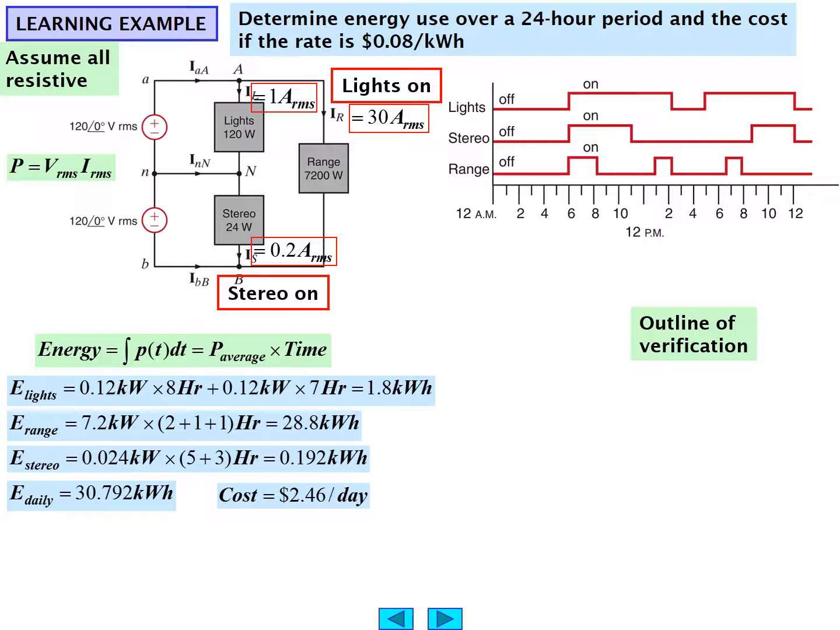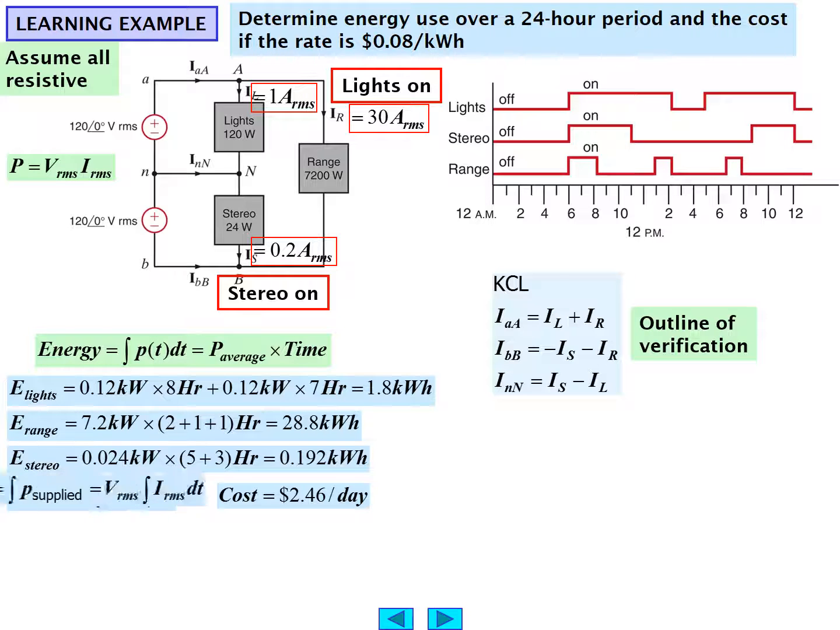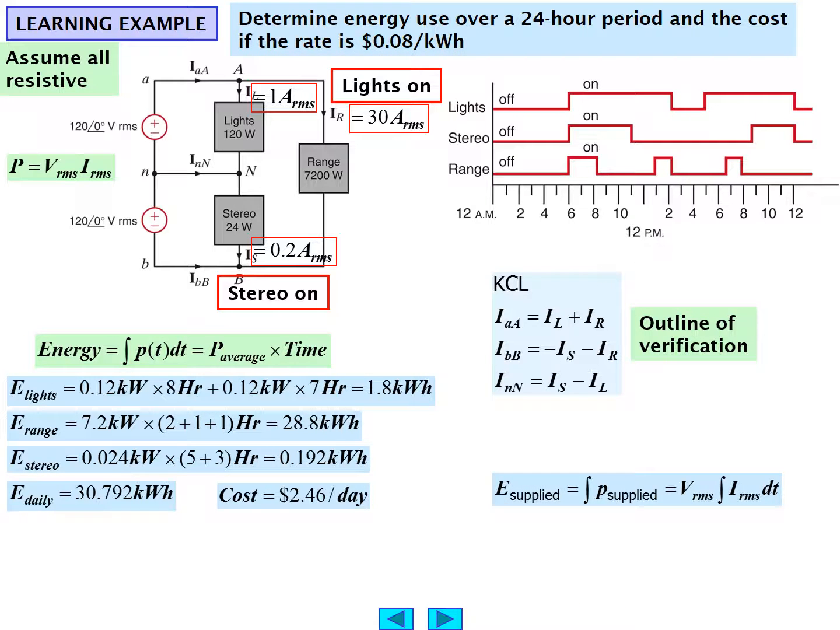We can verify the calculation. We can use Kirchhoff's current law to look at the different currents that are flowing. We can then look at E supplied equals the integral of P supplied, which would be VRMS times the integral of IRMS dt, because V is not changing, but I is certainly time varying as different elements turn on and off. So you can also perform this calculation from the load point of view, from the supplied point of view. You might want to try that.